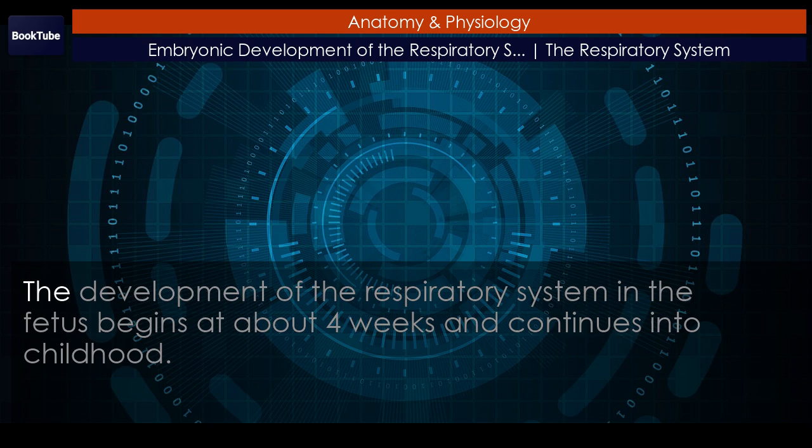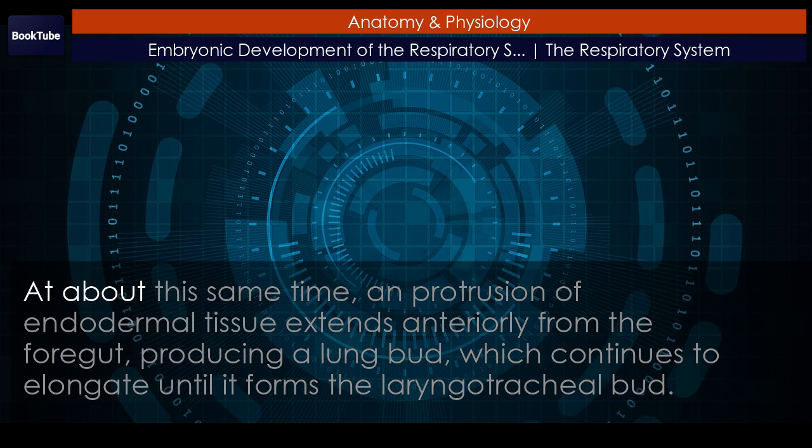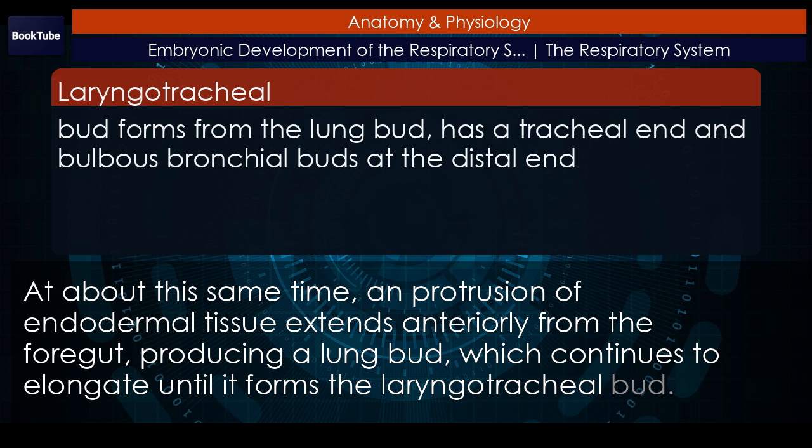Chapter Review. The development of the respiratory system in the fetus begins at about 4 weeks and continues into childhood. Ectodermal tissue in the anterior portion of the head region invaginates posteriorly, forming olfactory pits, which ultimately fuse with endodermal tissue of the early pharynx. At about this same time, a protrusion of endodermal tissue extends anteriorly from the foregut, producing a lung bud, which continues to elongate until it forms the laryngotracheal bud.